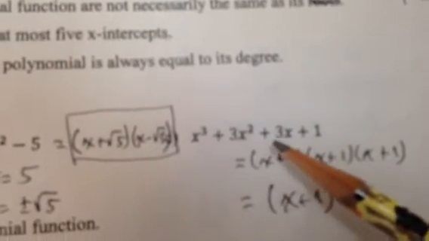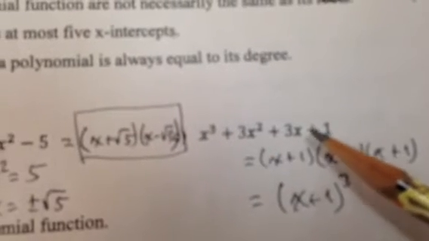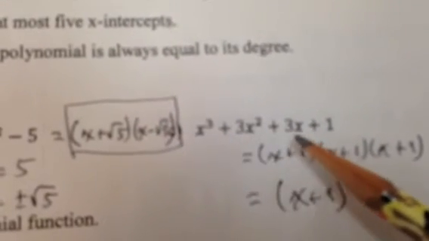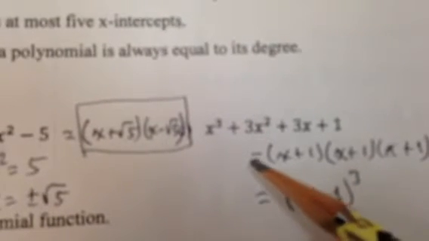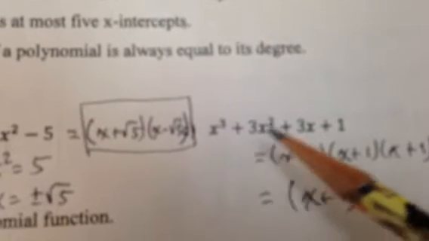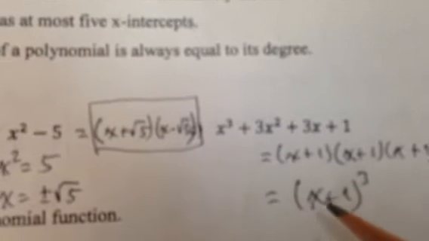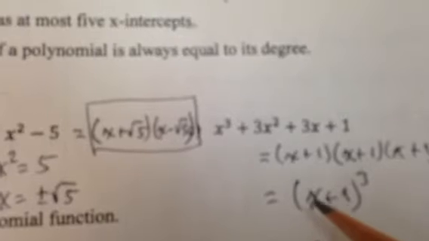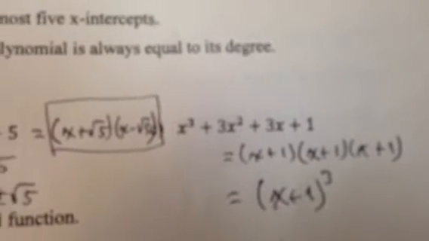Let's do one more. This one, you've got to use synthetic division to find the zeros of this polynomial. It turns out that this polynomial is x plus 1 cubed. In other words, the zeros of this are all the same number. There are 3 of them, but they are all identical. The zeros are negative 1, and we can factor that to x plus 1 times x plus 1 times x plus 1, or simply x plus 1 cubed.